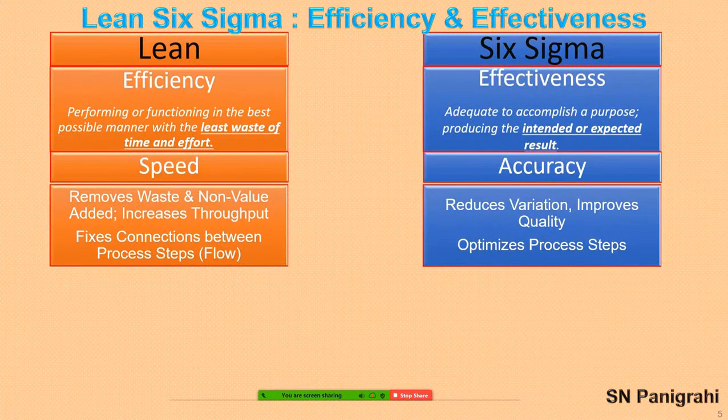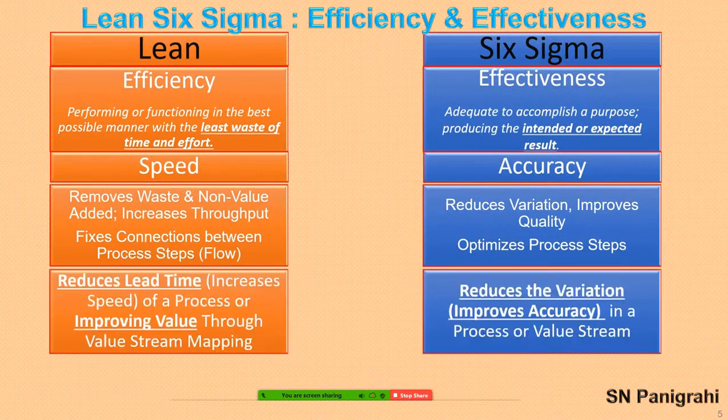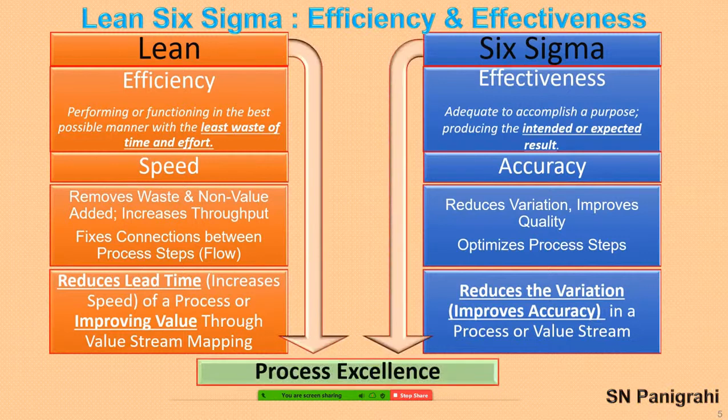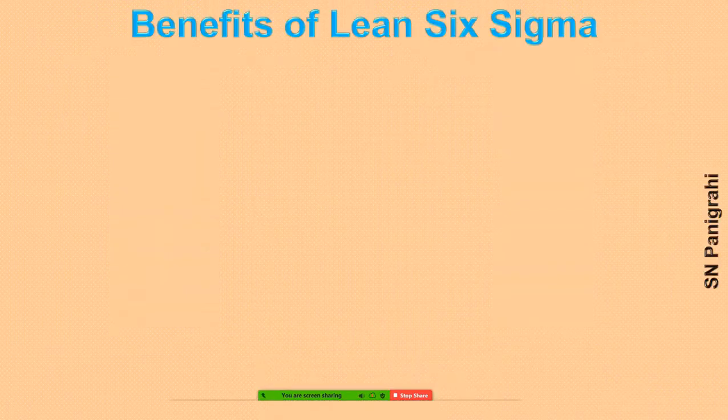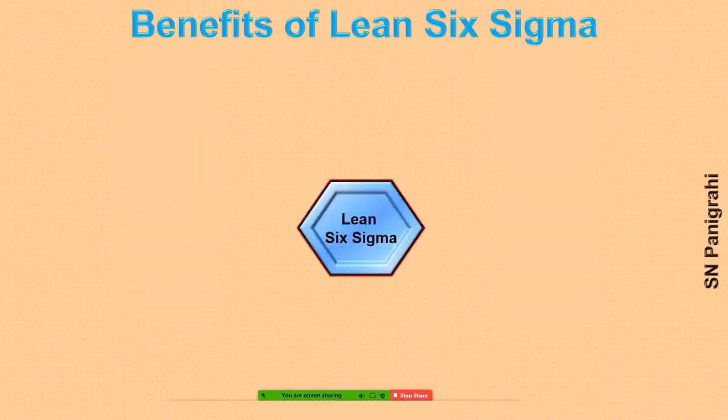Whereas in Six Sigma we are talking about effectiveness, which means delivering as expected, as per the intended result, with accuracy. And it talks about the reduction of variance and improvement of process quality and capability. So this is broadly about the 2 concepts; both put together bring about process excellence, and both concentrate on customer satisfaction.